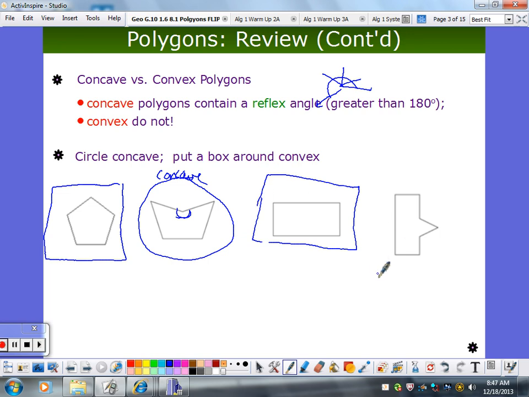All right, now this guy. Concave, convex, what do you think? Well, let's look at the angles. Okay, that one doesn't look bigger than 180. No. Well, what about this angle? Right, they're bigger than 180 degrees. That's a reflex angle. This one is concave, so I circle it. Now, for our purposes, we're mostly using these convex ones that look like this or this. Not so much the concave, but you need to be able to recognize which one's which.